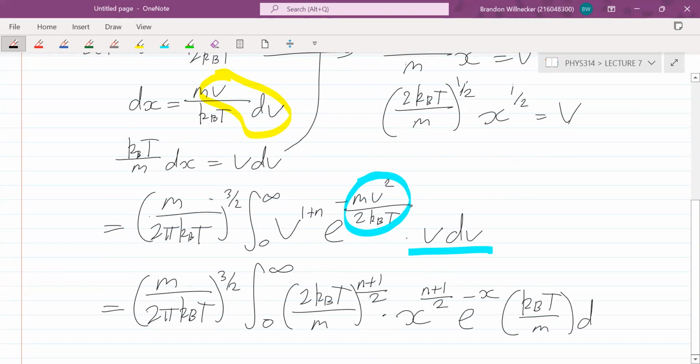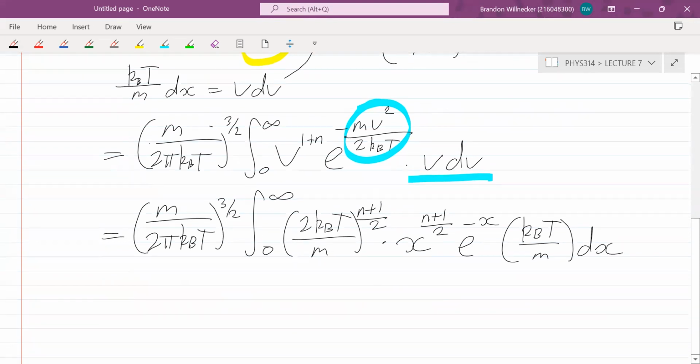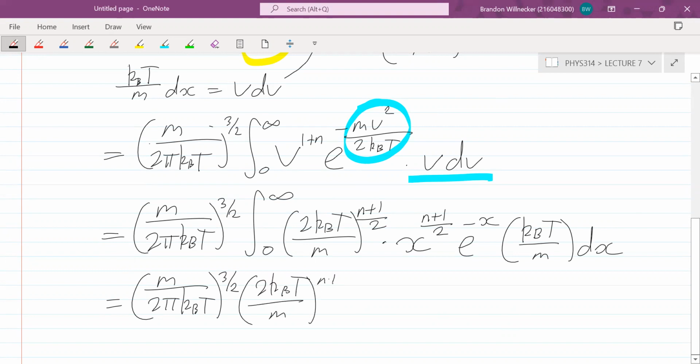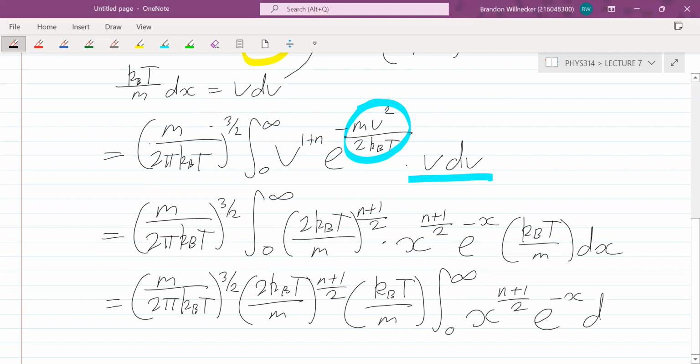And v dv, that's going to be kbt over m dx. Now everything that is not an x term, we're going to take out. So this is going to be m over 2 pi kbt to the 3 over 2, 2 kbt over m to the n plus 1 over 2, and kbt over m. And lastly, we have the integral from 0 to infinity, x to the n plus 1 over 2, e to the minus x dx.